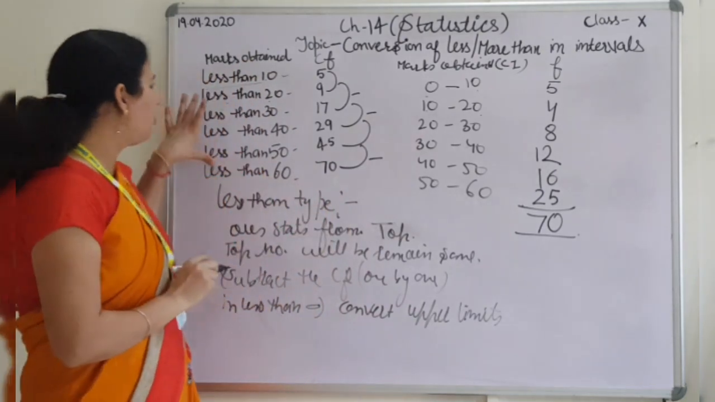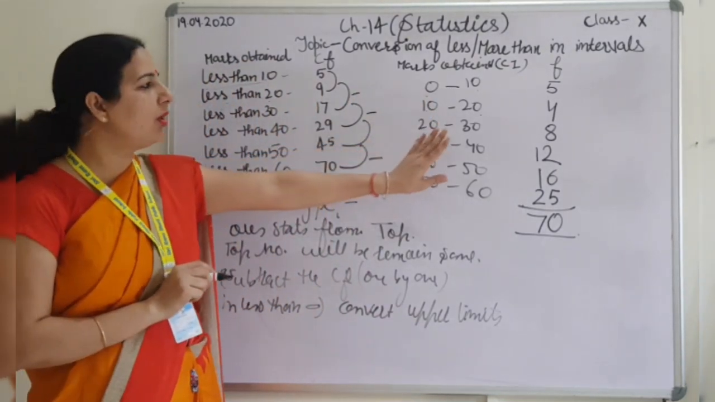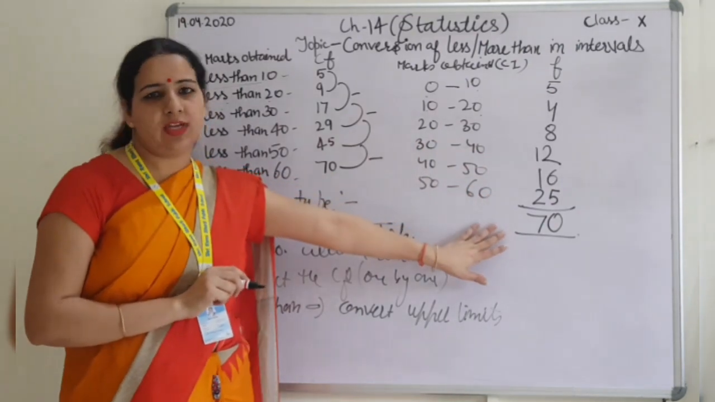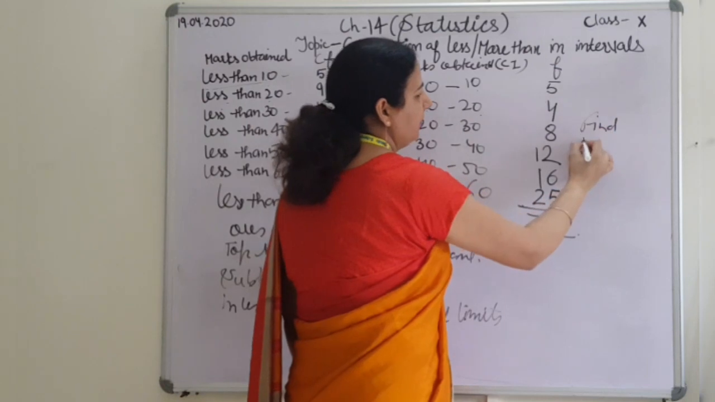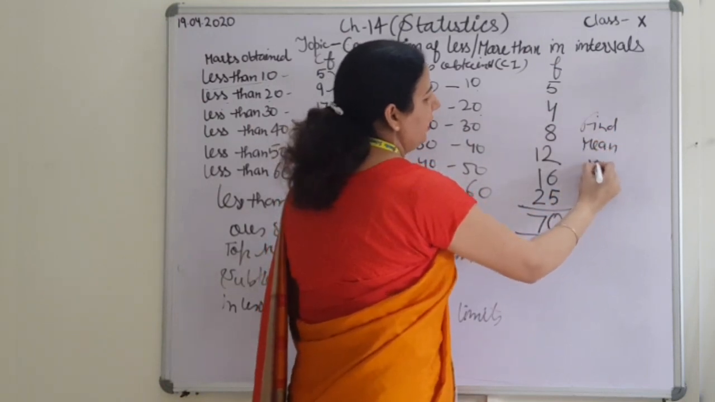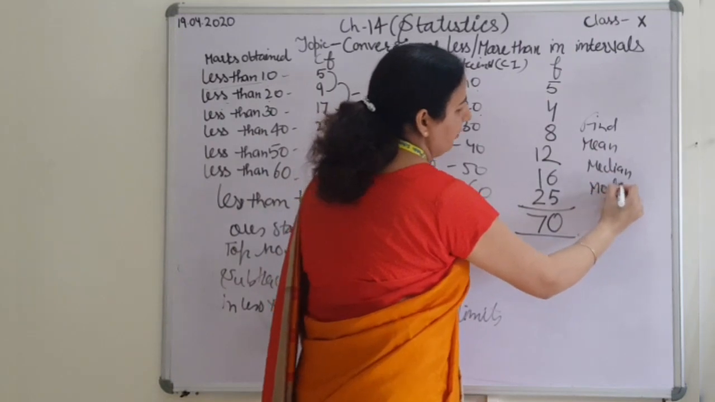The main problem was with the less than only. I have converted it into an interval. Now you can solve mean, median and mode for the same question. Find mean, median and mode for this question now.